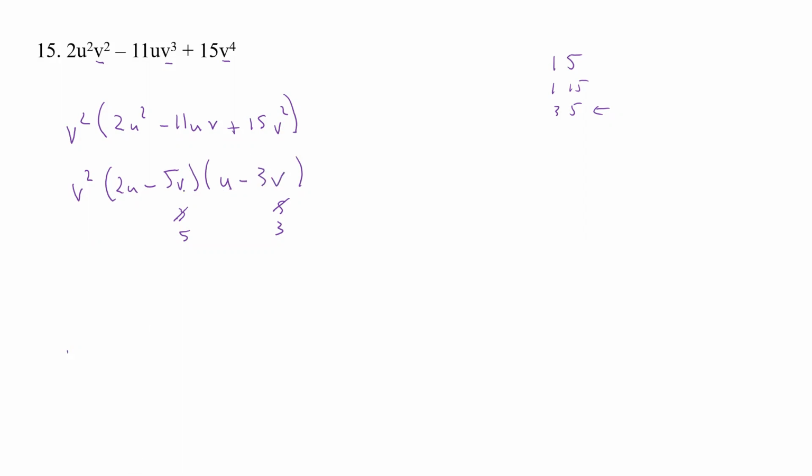And again, we have v squared, so we have to have a v and a v. So multiplying that out, that's 2u squared. Then we have minus 6uv minus 5uv, so that's minus 11uv. And then we have plus 15v squared. And so that one is as far as we can factor it.